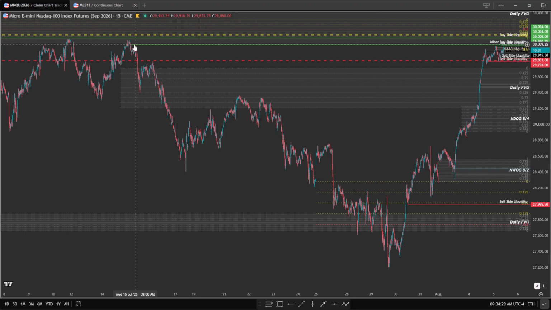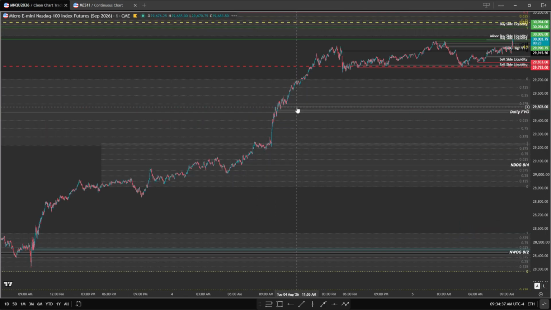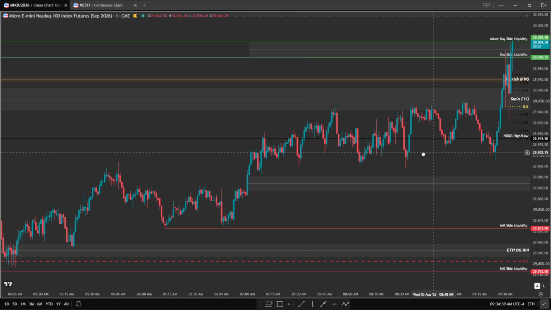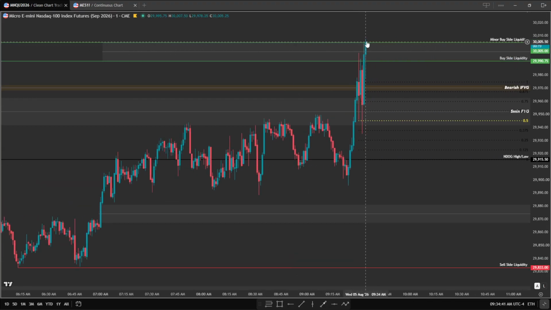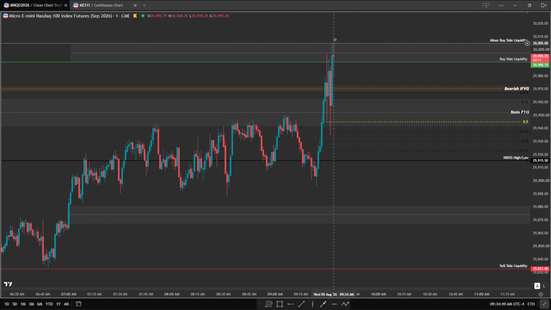That's that minor buy side. And then that's the big boy target. Okay, just took the minor. Does it come back down and close below the mean? If it comes back down and closes below the mean threshold or the event horizon after sweeping that, that would be really interesting.